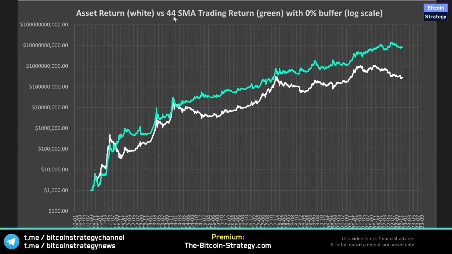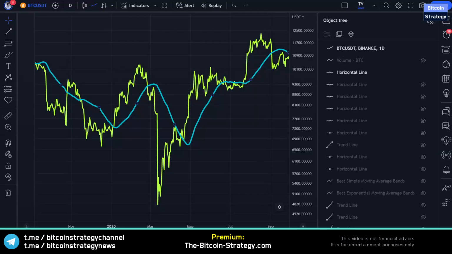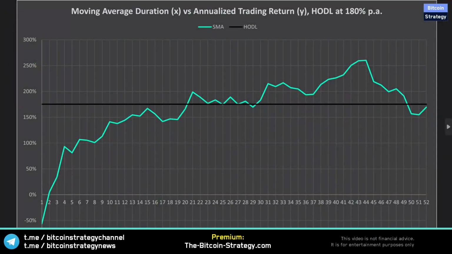And I've not just checked the 44-day simple moving average. I've actually checked all the moving averages from 1 day, basically just looking at what happened yesterday. Should we just go long or short based on what happened yesterday? So I looked at 1 day, 2 day, 3 day. These are all simple moving averages here on the x-axis all the way to the 52-day. And on the y-axis, we've got the annualized performance.